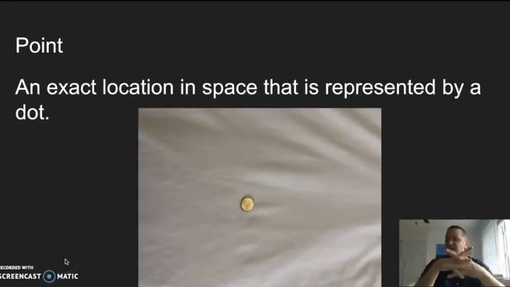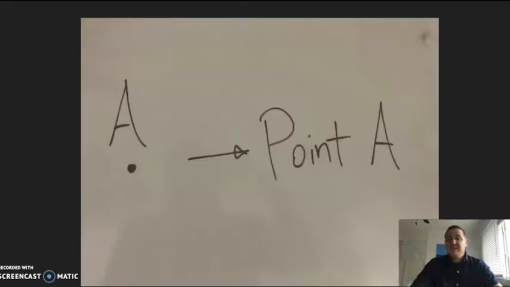The most basic of all geometrical shapes is the point. A point is an exact location in space that's represented by a dot. That's it, a dot. We usually give these dots a name. So, for instance, in this case, this dot here, call it point A. The letters usually are just the letter of a name. Point A. Simple enough, right?